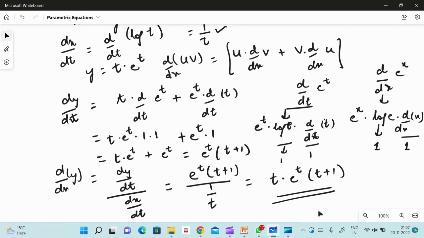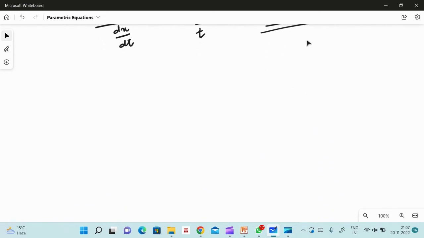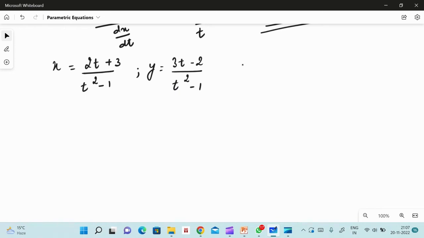Now let's take one more example. So here we have x is equal to 2t plus 3 upon t square minus 1 and y is equal to 3t minus 2 divided by t square minus 1, and we have to find dy by dx.